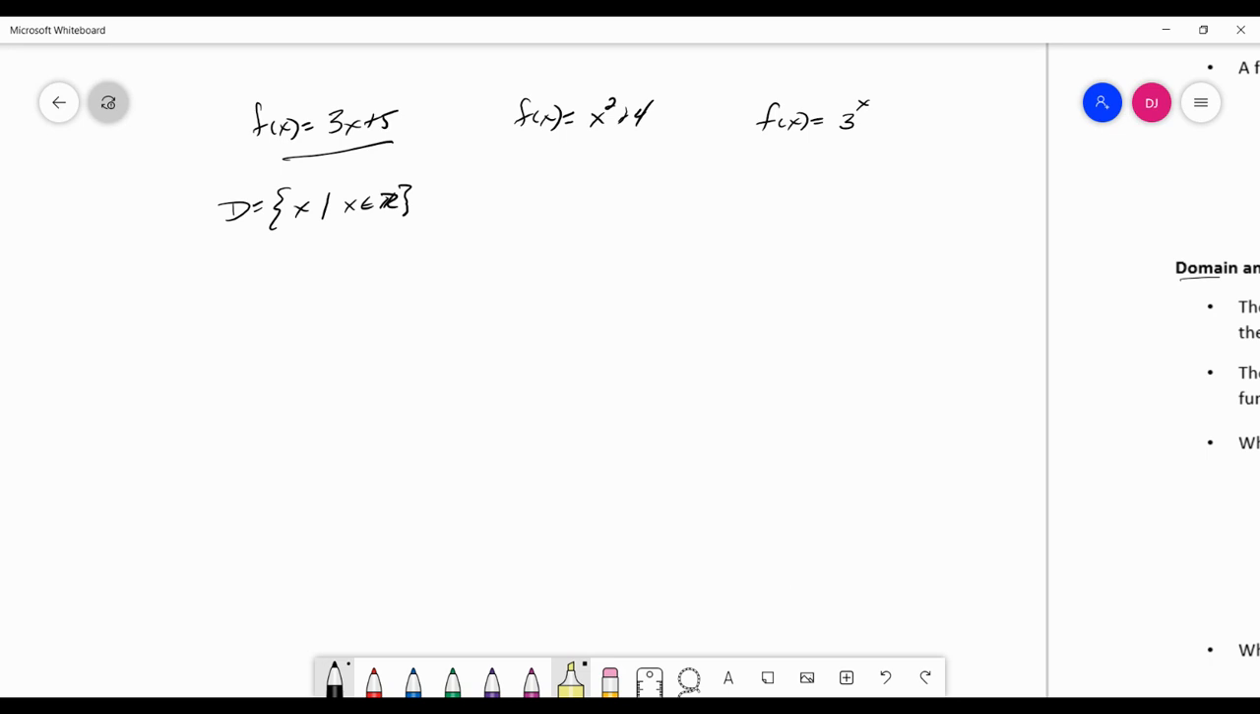F of x equals x squared plus 4. What's the domain? The domain is the set of all x values such that x is any real number. What can x be in the exponential function? It can be anything. So the domain is the set of all x values such that x is some real number. Stop me, back up, if you need to hear what I'm saying, because I'm writing that for a little notation check. The domain is the set of all x values such that, that's pretty much the template.